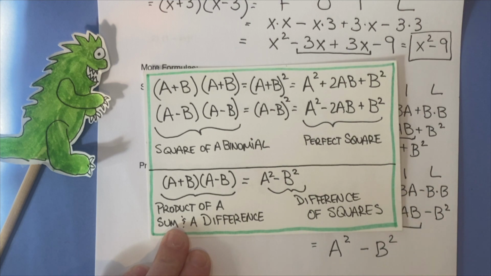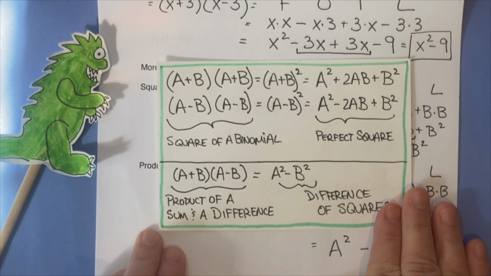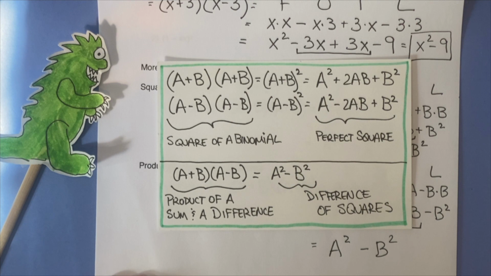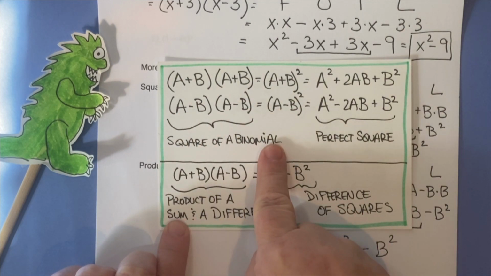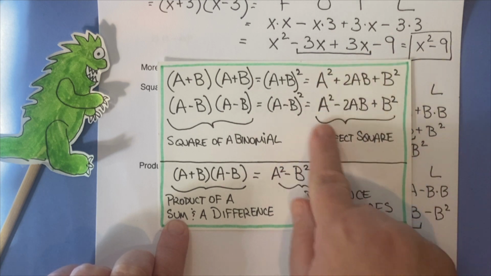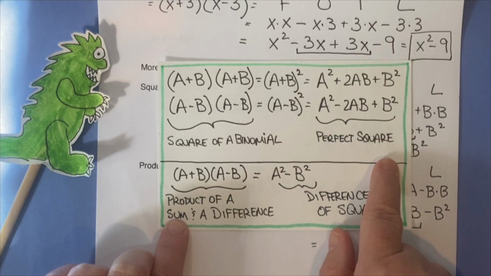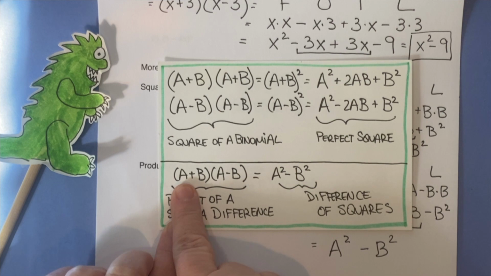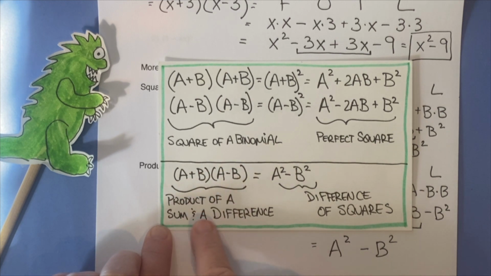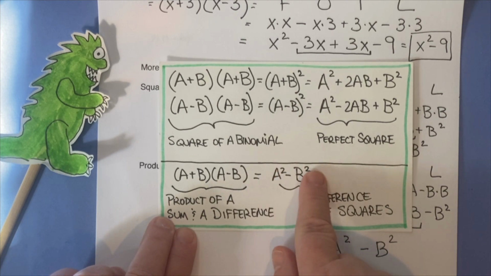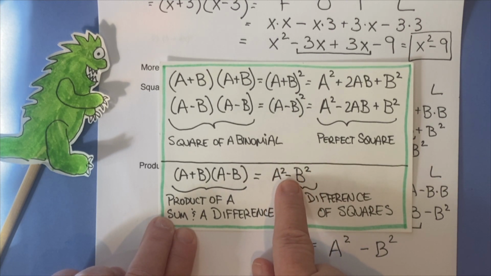Now, you'll notice I have 4 names for this. This is because we have different ways to refer to this, according to what we're going to use it for. So if we're squaring, this is called the square of a binomial. And the result that we get is a perfect square. If we multiply A plus B and A minus B, this is the product of a sum and a difference. And the result that we get is called a difference of squares.